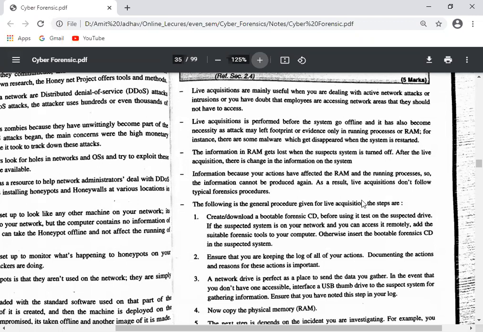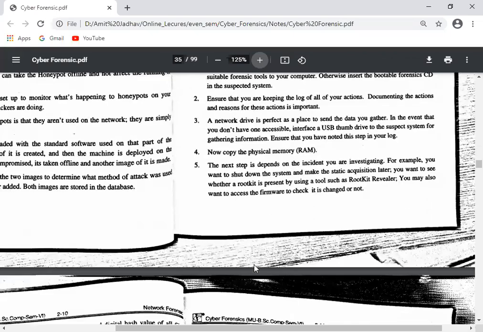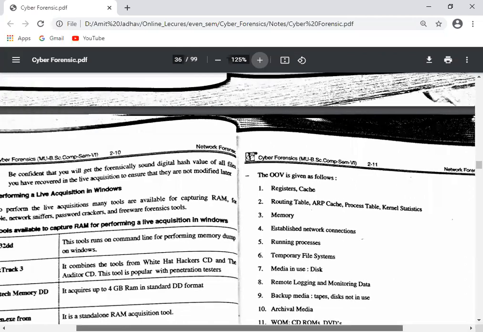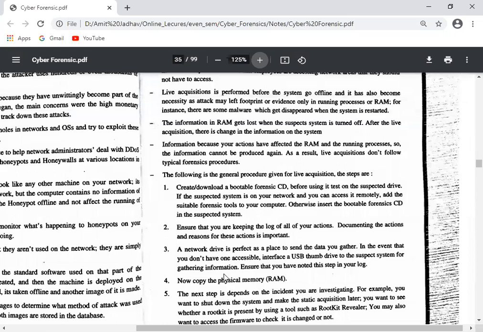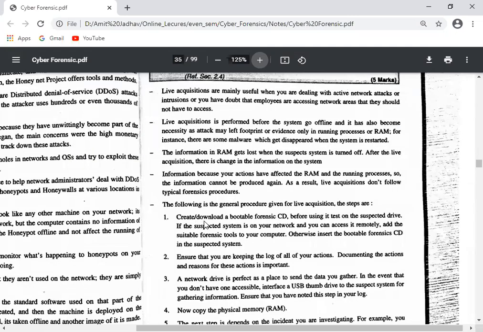So we have to follow a general procedure given for live acquisition. These are the steps that we have to perform whenever we do a live acquisition. The first one is to create or download a bootable forensic CD, and test it before using it on the suspected drive. So we have to create the bootable forensic CD.